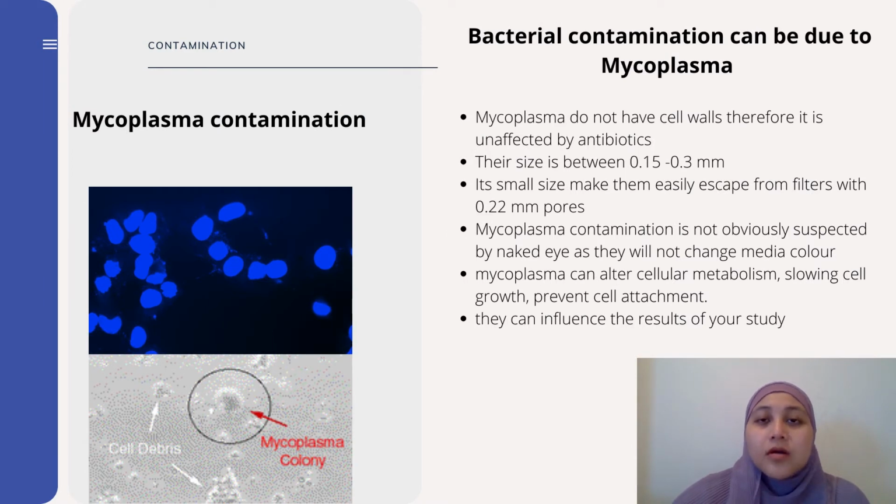Mycoplasma contamination. Contamination in cell culture can also be due to mycoplasma, and these can cause a stress to the investigator as it tends to be tricky. Mycoplasma do not have cell walls, therefore it is unaffected by the antibiotics. The size of mycoplasma is about 0.15 to 0.3 millimeter. Due to its small size, it is easily escaped from the filters with 0.22 millimeter pores.